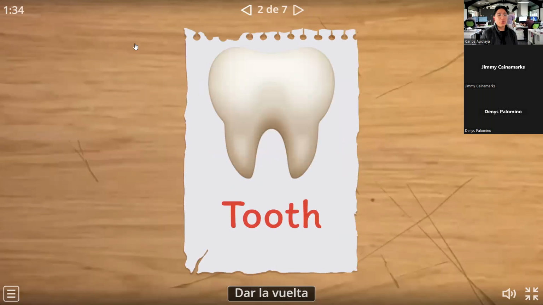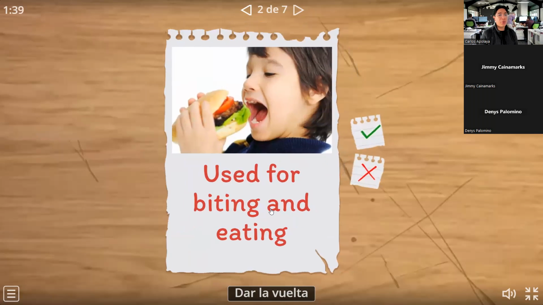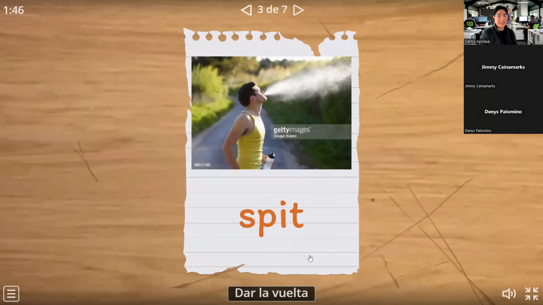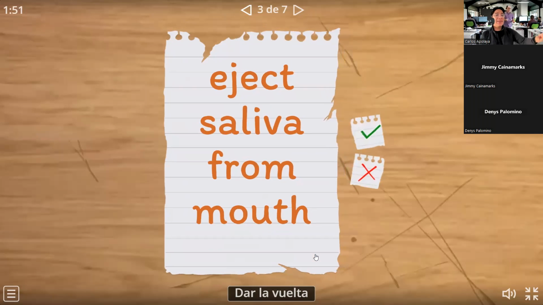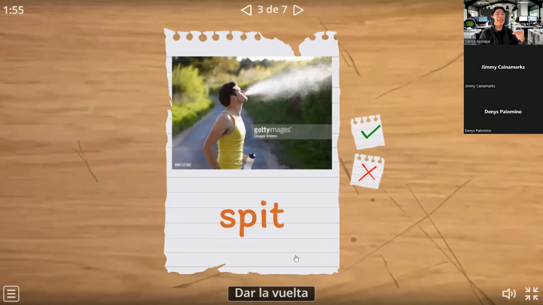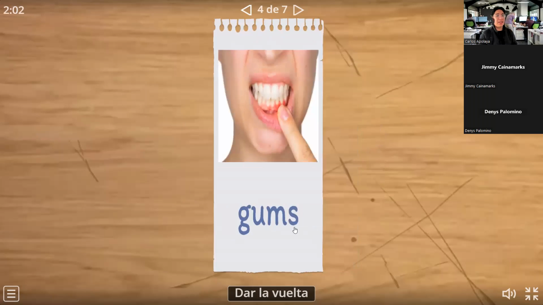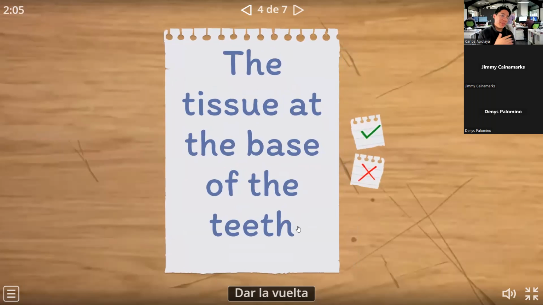Look at this. Tooth. Is that a tooth? Used for biting and eating. This is true. We already know it, or not? Yes. Spit. What is a spit? Eject saliva from the mouth. Okay? This is a spit. Escupir, spit. Do you already know it? Yes? Spit. Great. Gums. The gums are the tissue at the base of the teeth. You know the gums? Is the gums clear?